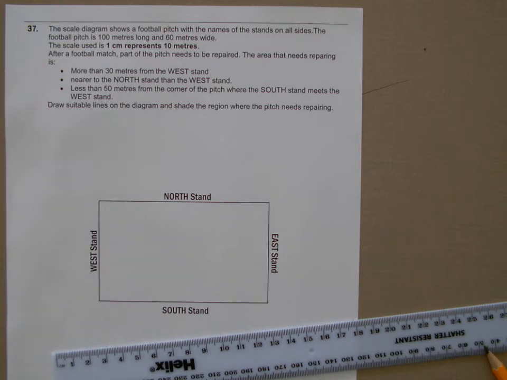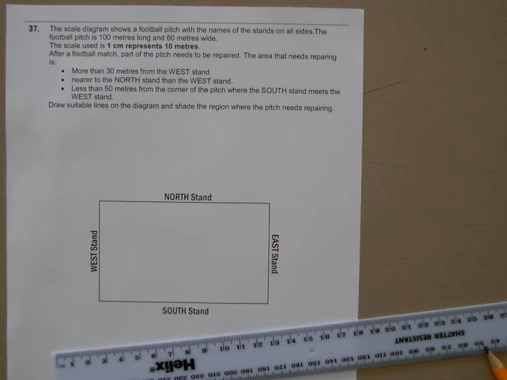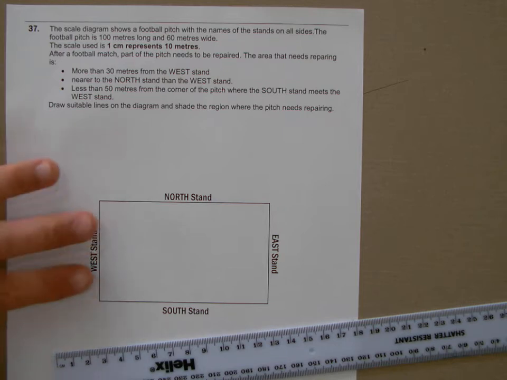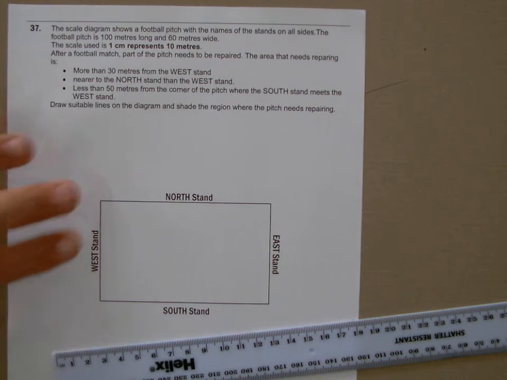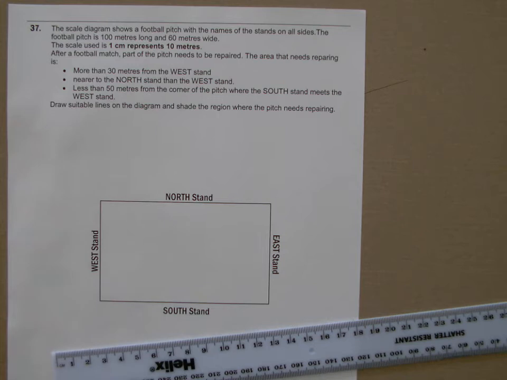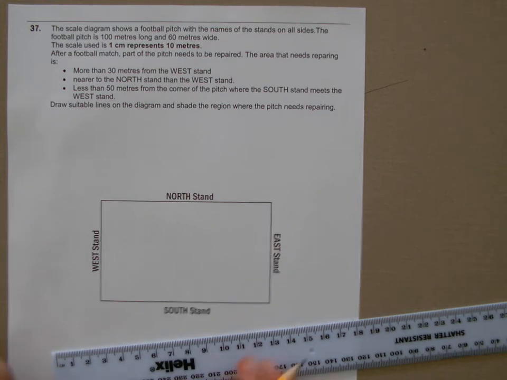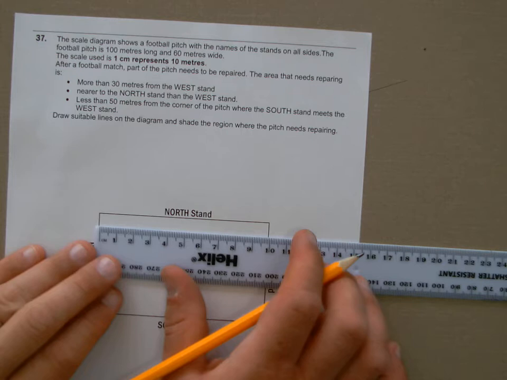So if we look at the first bullet point, it says that this area is more than 30 meters from the west stand, okay? So we can see here where the west stand is, there. Okay, it's got to be more than 30 meters away from it. So if we want to be more than 30 meters away from a line, we end up doing a line which is parallel to it. All right. So for that, I'm going to measure with my ruler 2 points, and then I'll create a line.